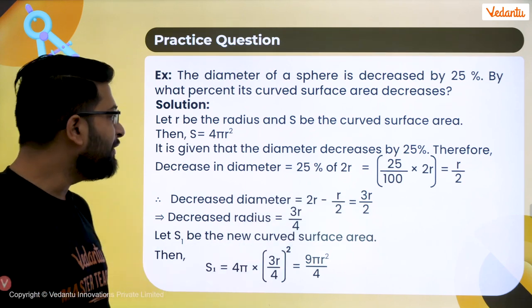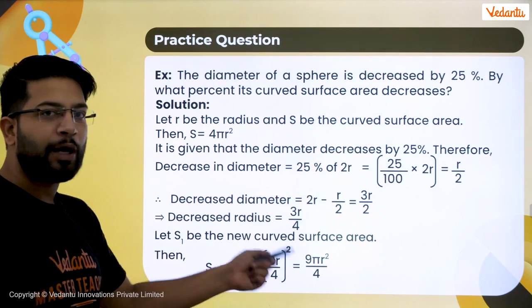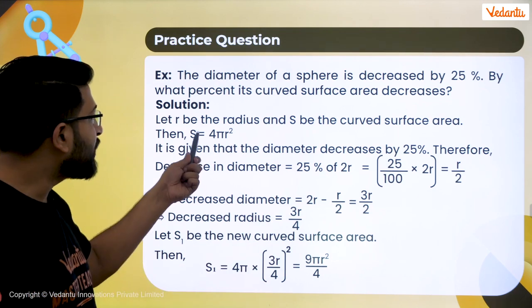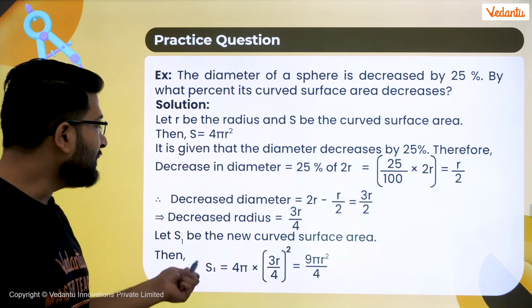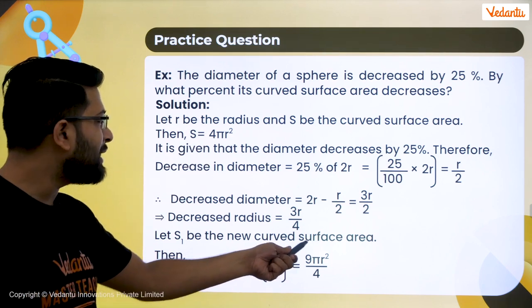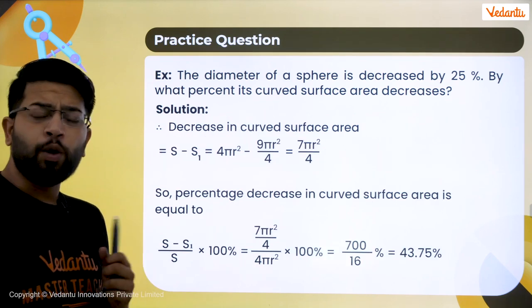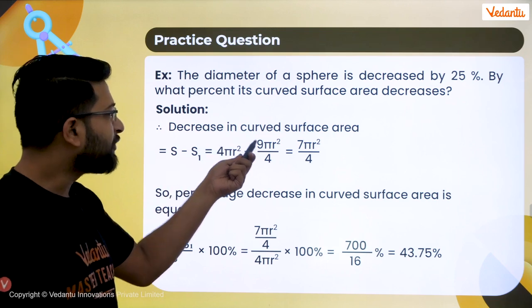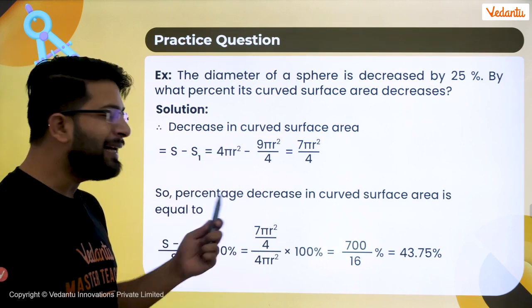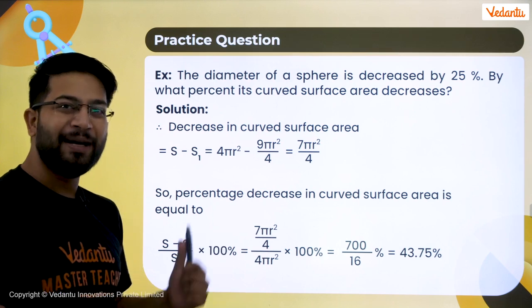The surface area will be what? 4 pi r square, 9 pi r square by 4. So my initial surface area is 4 pi r square. My final surface area is 9 pi r square by 4. They are asking the percentage decrease. We know the formula of percentage decrease: initial value minus final value divided by the initial value. We will get the percentage change. I hope it is clear.